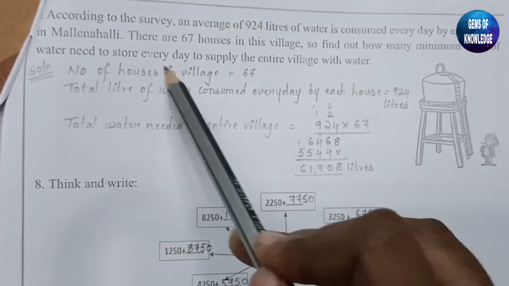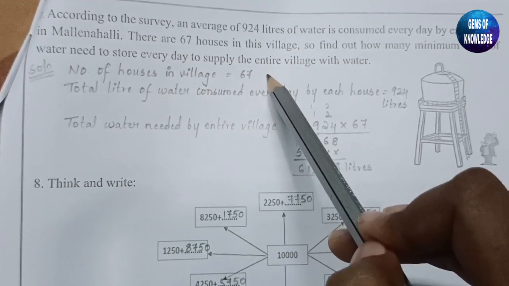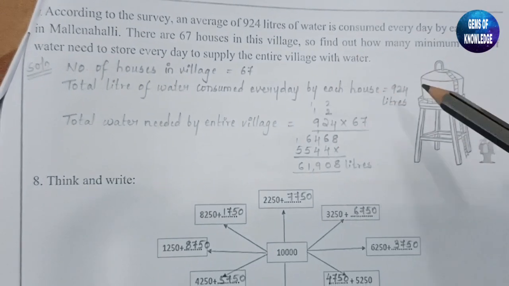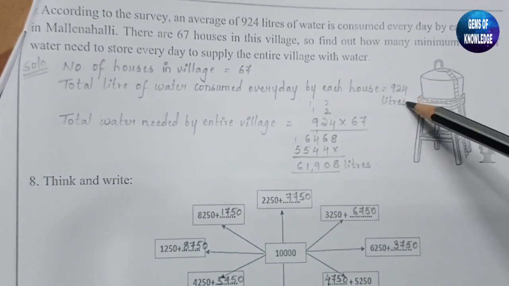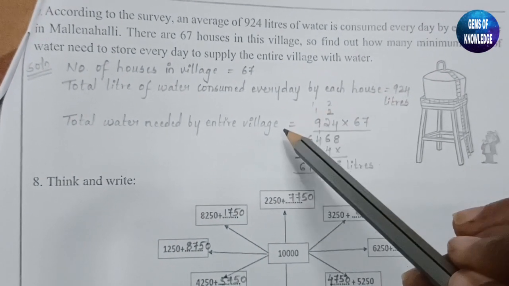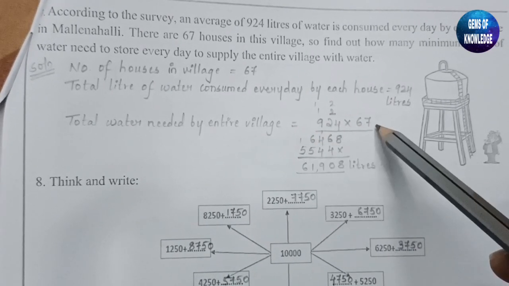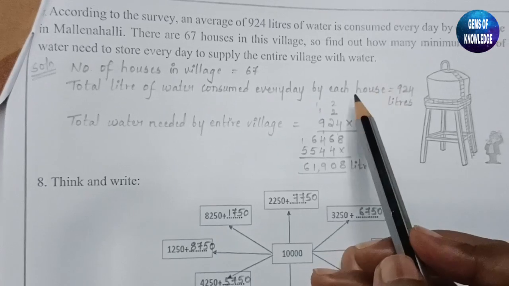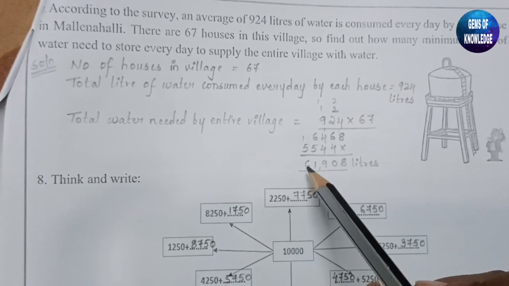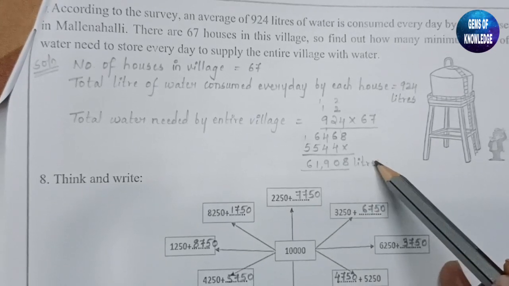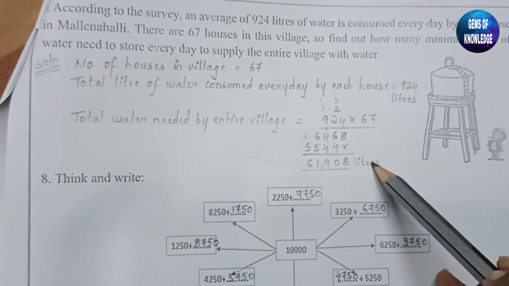So the number of houses in the village was 67. Total liters of water consumed every day by each house was 924 liters. So for the total water needed for the entire village, you need to multiply both the things. After multiplying both, you get the answer as 61,908 liters of water every day.